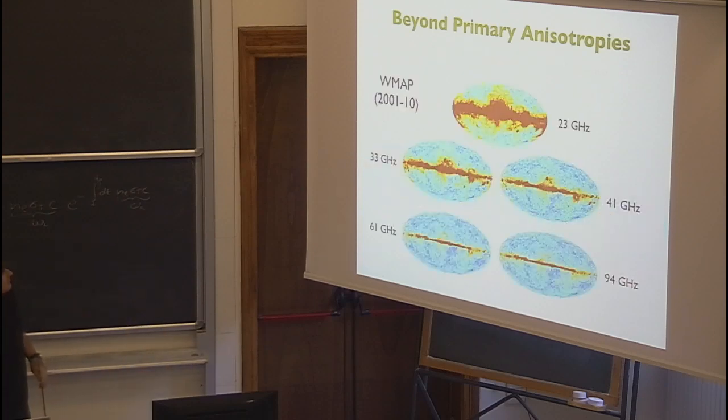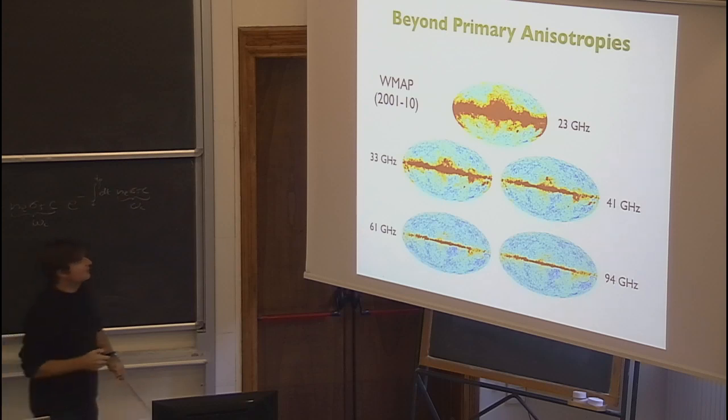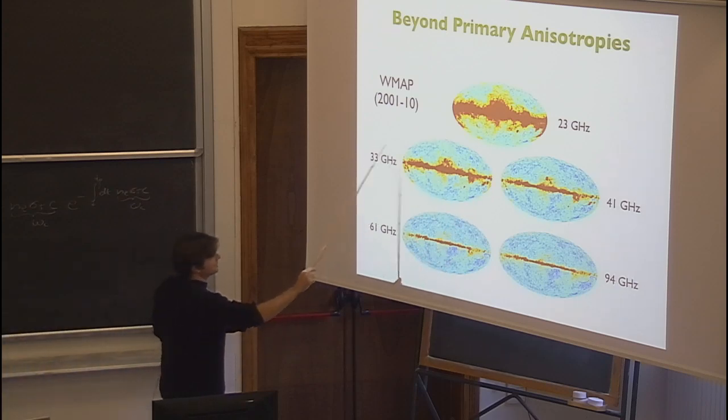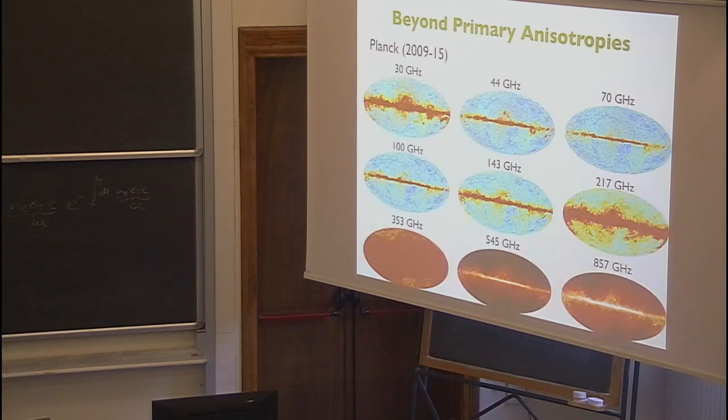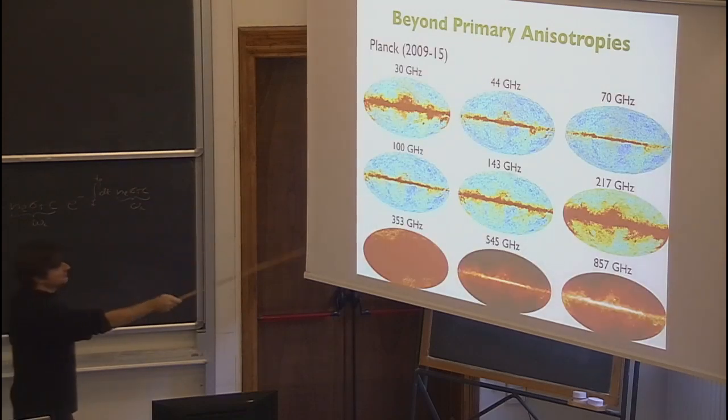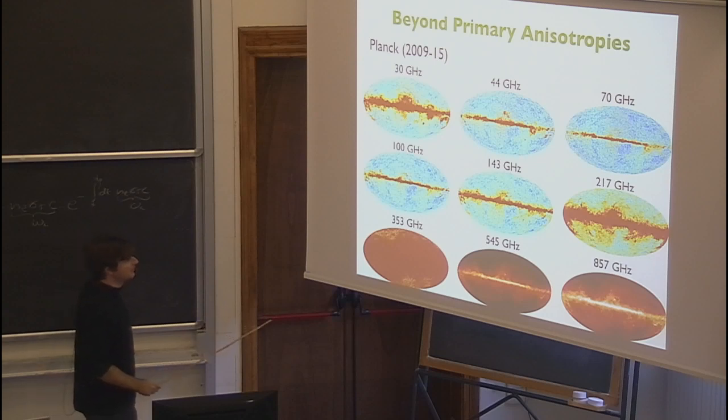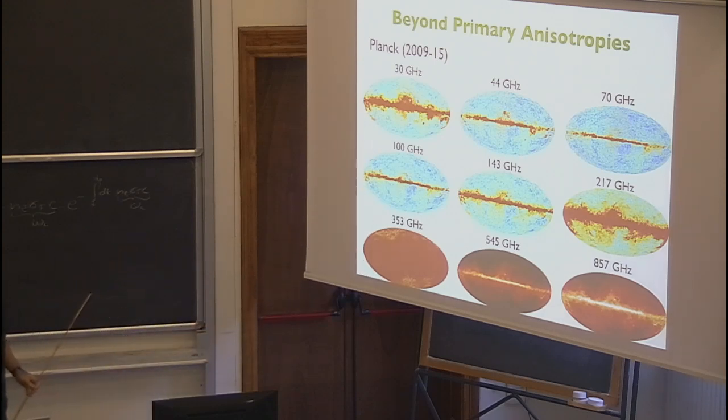This is from WMAP at 5 frequencies, 23 gigahertz, 33, 41, 61, 94, and then Planck at 9 frequencies, from 30 gigahertz to 857 gigahertz. So this is what the data really looks like, and I'll say a little bit more where you can find it and how to actually analyze it in a little bit.